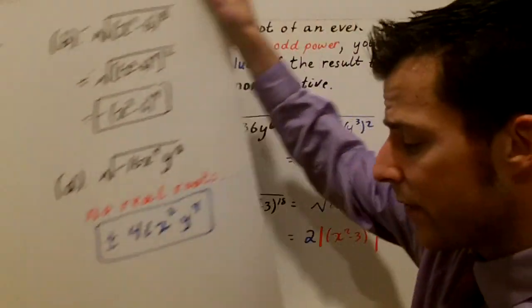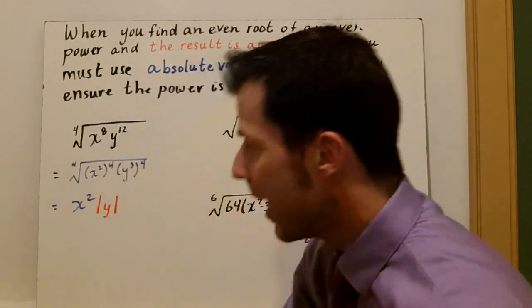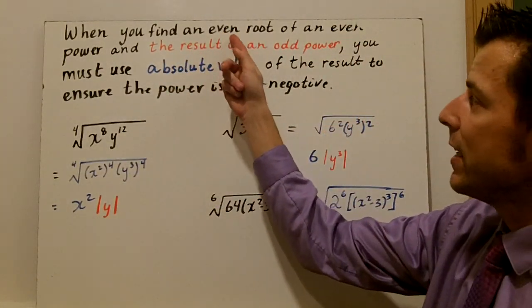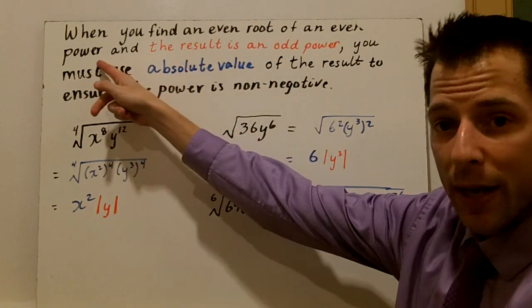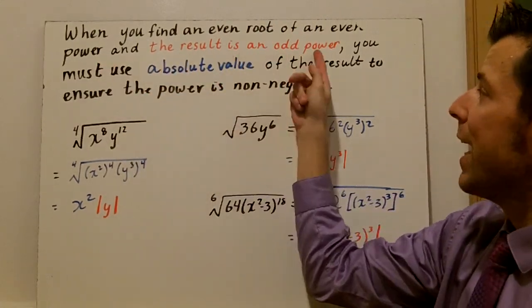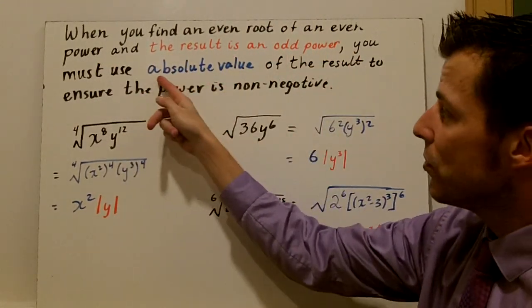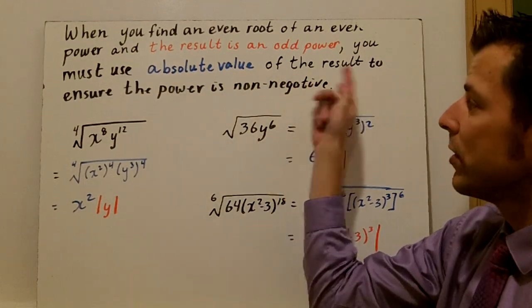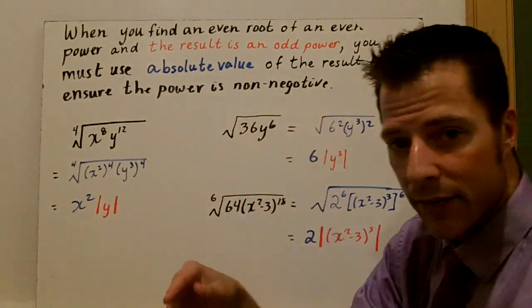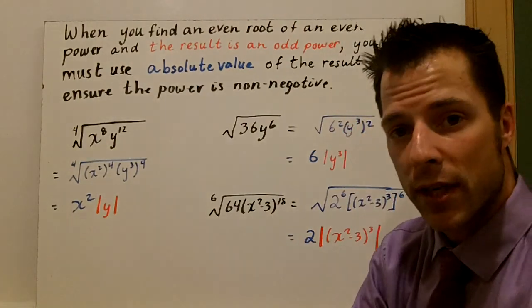The last slide here is very important, and it deals with what happens when you find an even root of an even power, and the result is an odd power. You have to use absolute value of the result to ensure the power is non-negative. So here's what it comes down to. Let's look at an example.